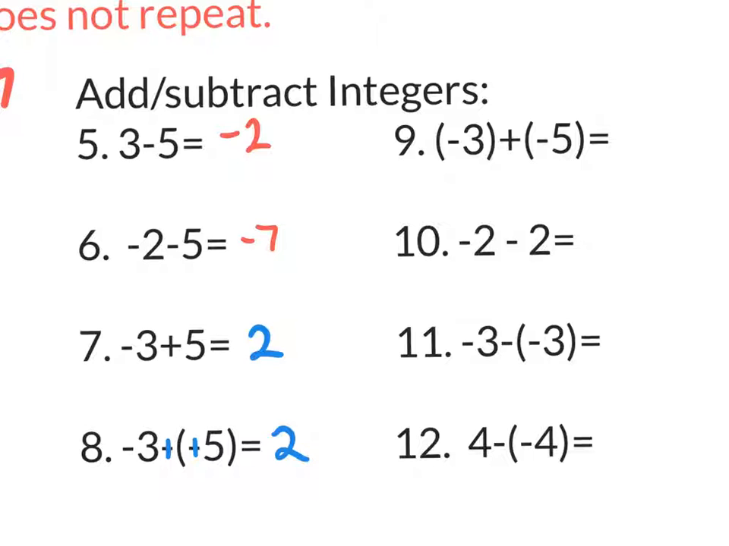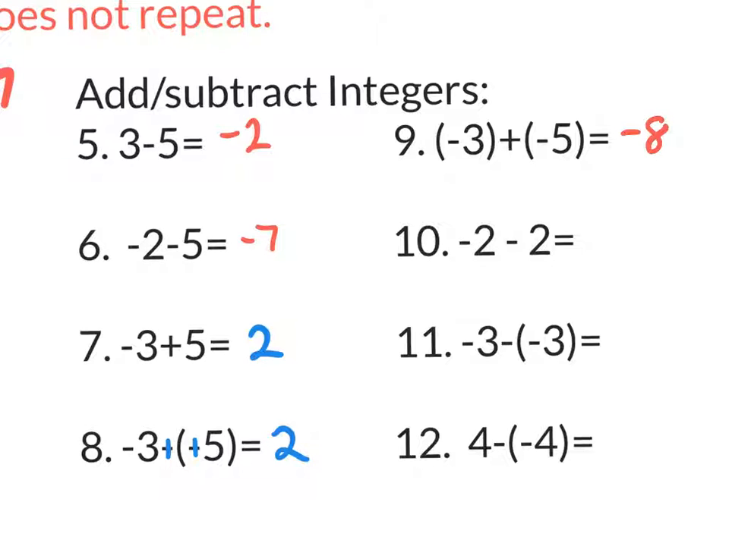Number 9. What does this mean in terms of money? You owe 3, and then what does this mean? You owe 5. This plus sign, who cares about the plus sign, right? It's like saying I owe 3 and I owe 5, right? So if you owe 3 and you owe 5, you're going to owe a lot. How much do you owe? 8. You owe 8, that's right.